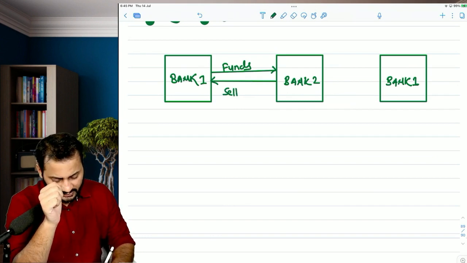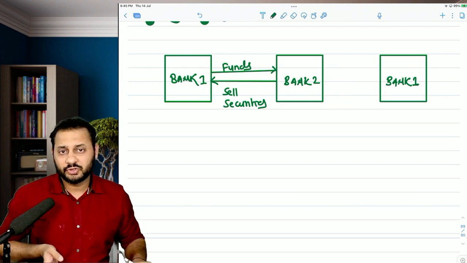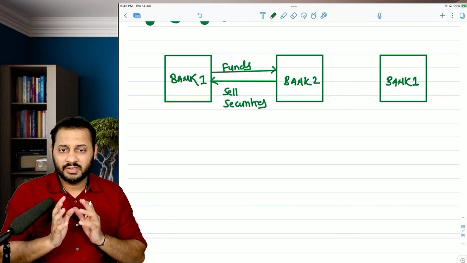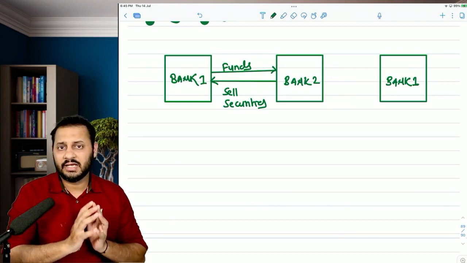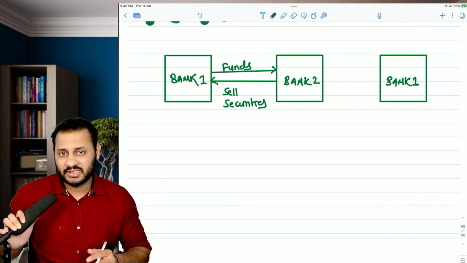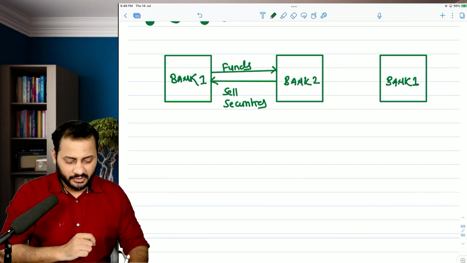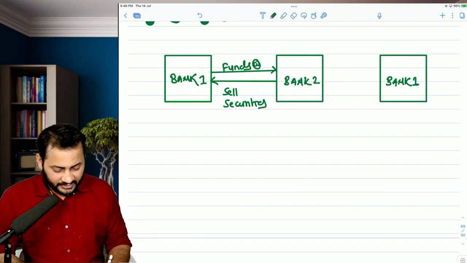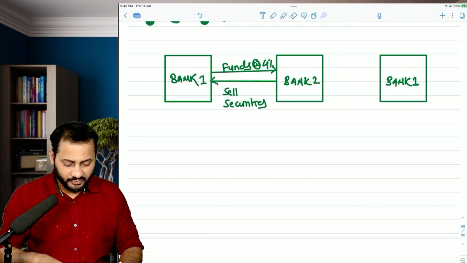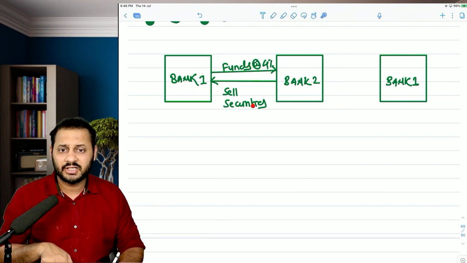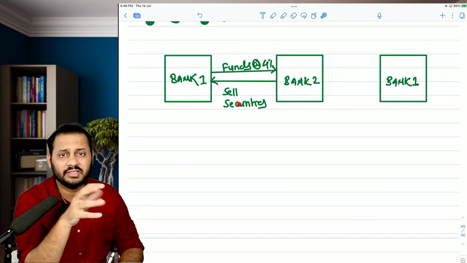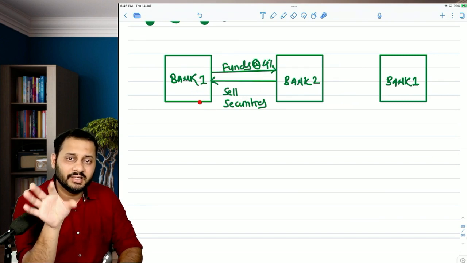So in a sense, the owner of the securities, which was bank 2, will sell these securities to bank 1. But this is not a permanent sale agreement. This will be called a repurchase agreement, repo. So repurchase agreement means what? You give me funds at a certain rate, let's say 4%, and till that time I'm selling my securities to you as a guarantee. Obviously this is basically pledging the securities, but it is treated as a sale.